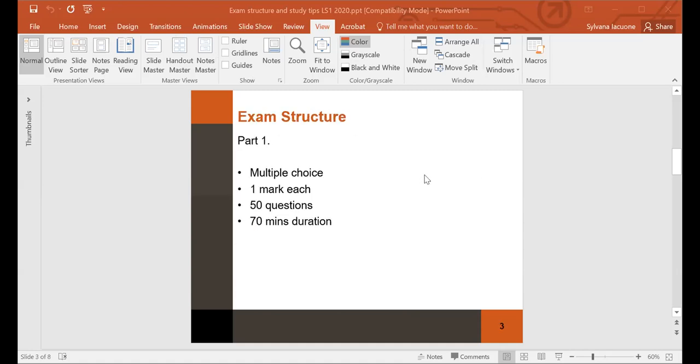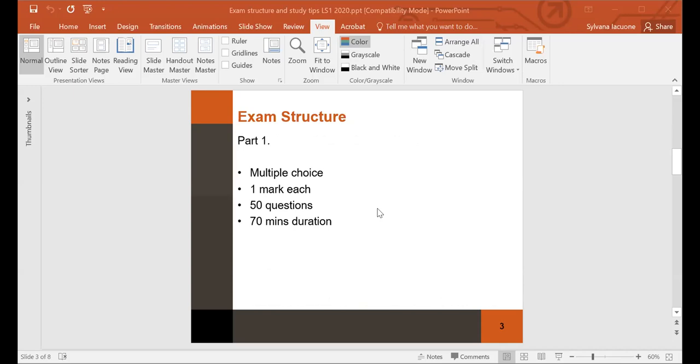All right, let's look now at the exam structure. So this is part 1, which will be all multiple choice questions. Each question is worth 1 mark. There are 50 multiple choice questions. And as I said, you'll have 70 minutes to complete. You'll only be facing 1 question at a time. So that means that you're clicking from one slide to the next, or one question to the next, quite a few times during this 70 minutes.